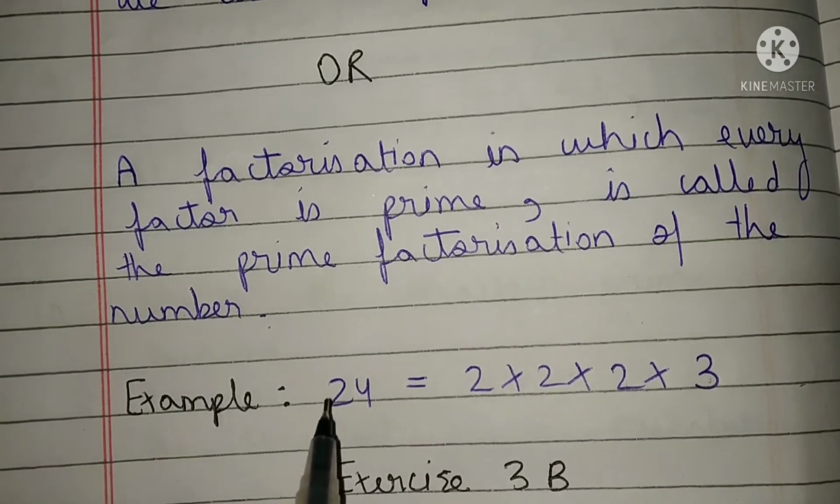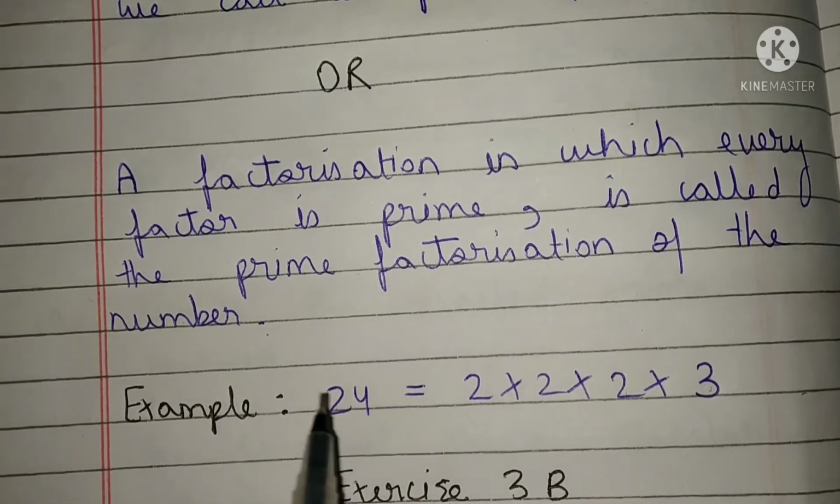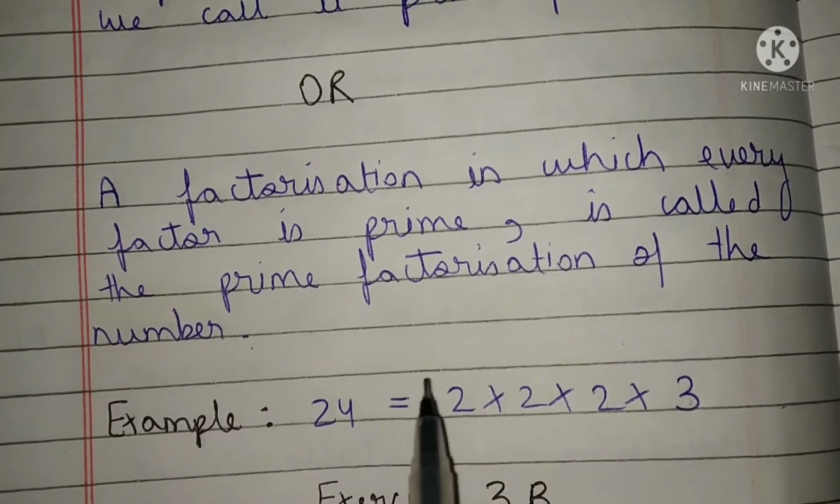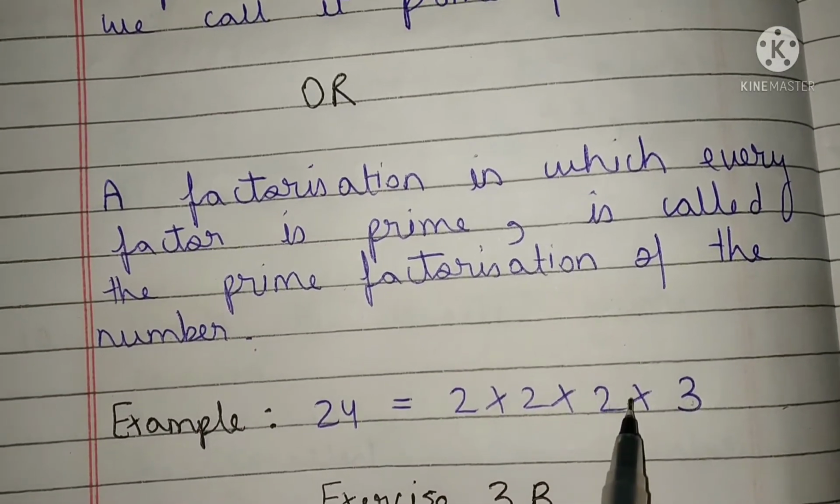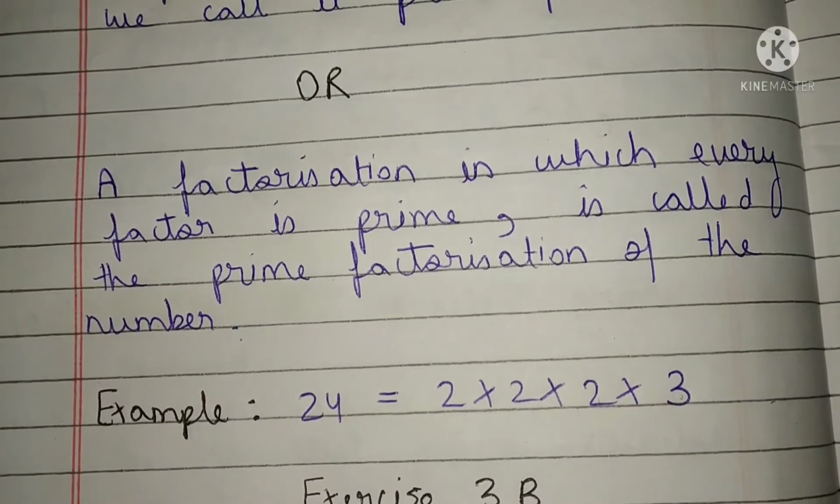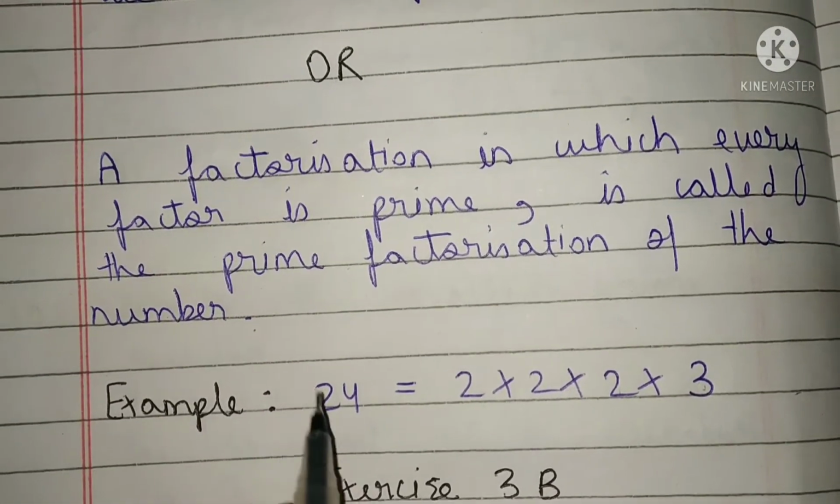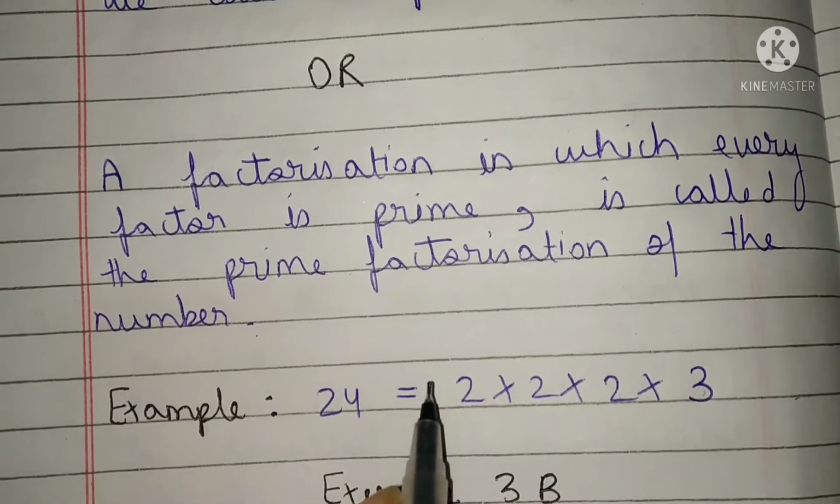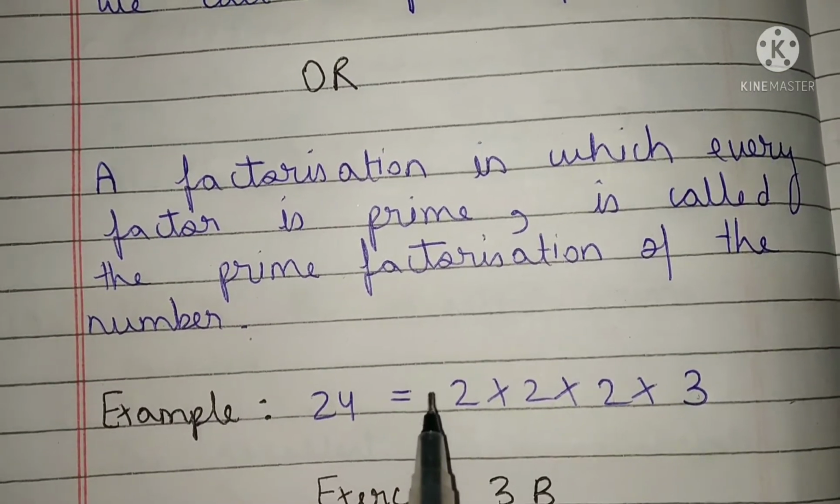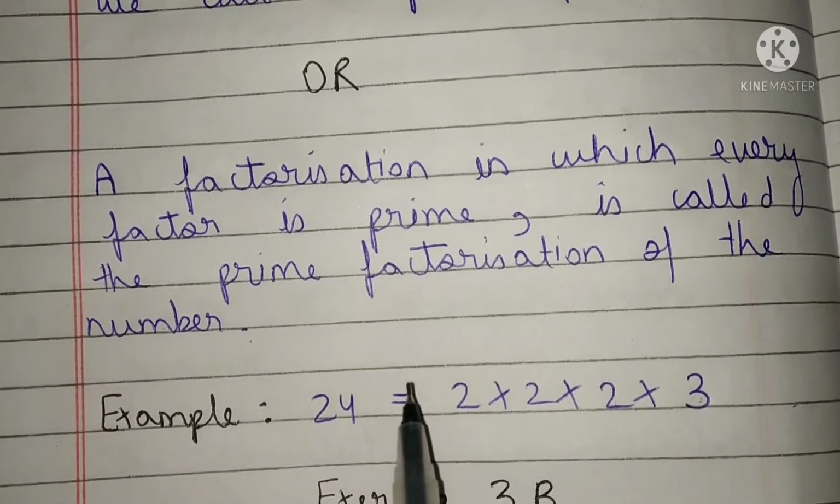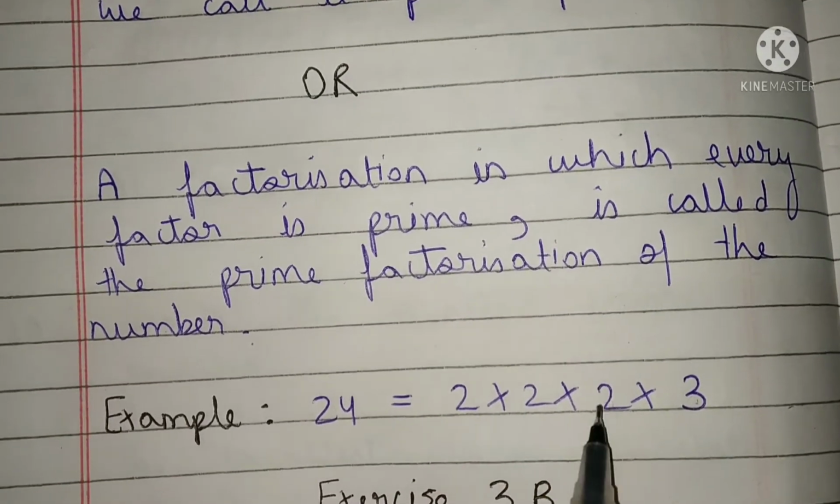Students, here the number is 24 and 2 into 2 into 2 into 3 is a product of prime numbers. Here number 24 is expressed as a product of prime numbers, that is 2 into 2 into 2 into 3. So this is called the prime factorization of 24.